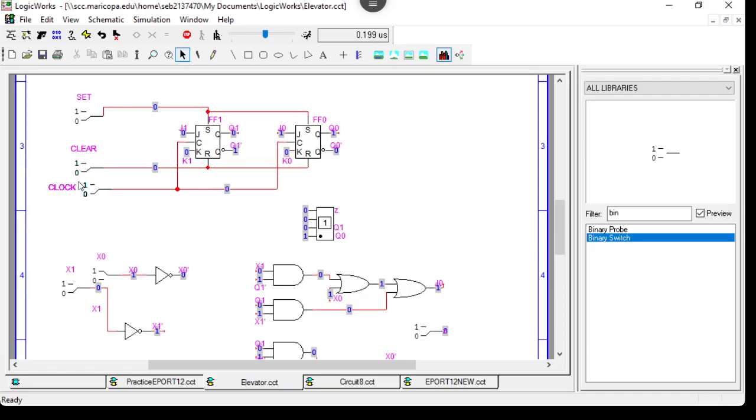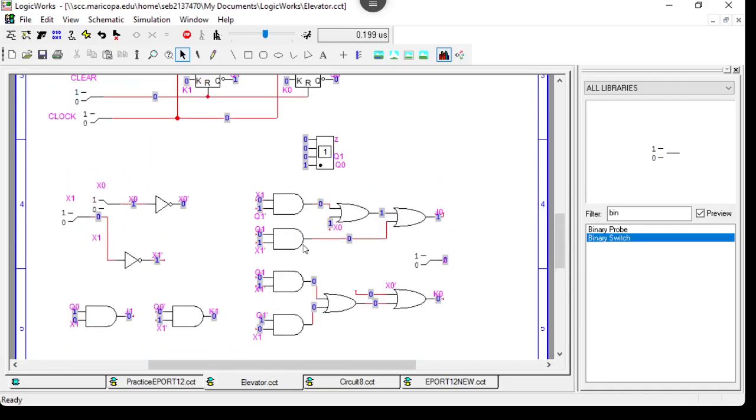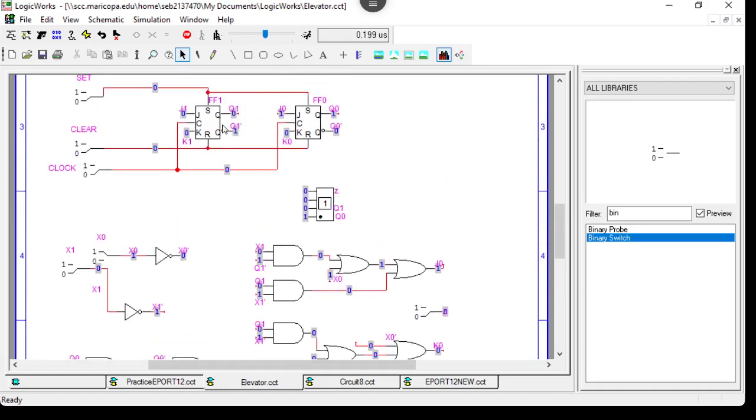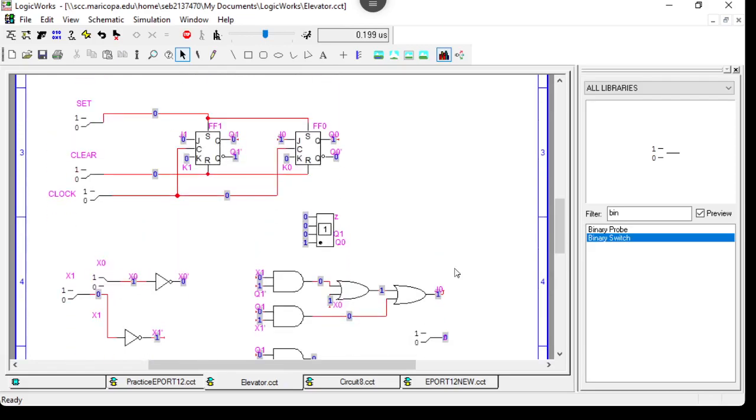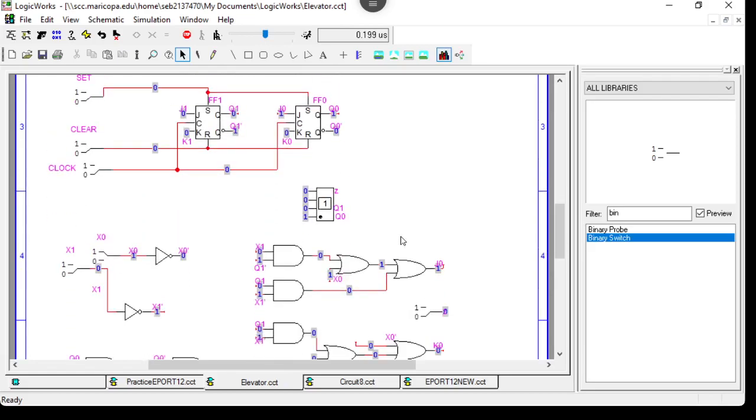This sequential circuit is an elevator, and it goes from the ground floor to the third floor. We have our x1 and x0 inputs. This would dictate which floor we want to proceed to. And here are our given Boolean equations, our J1 and K1 for flip-flop 1. And for flip-flop 0, we have J0 and K0, and those are the two equations over there. I've enabled the values so we can see how this sequential circuit works.